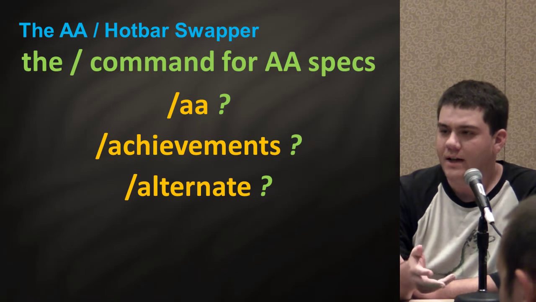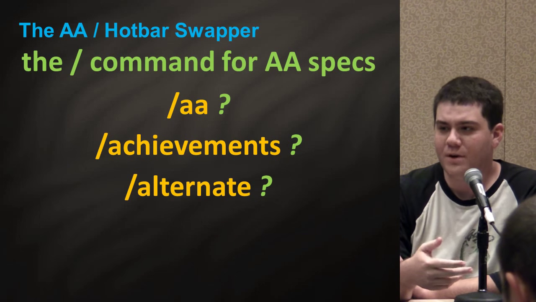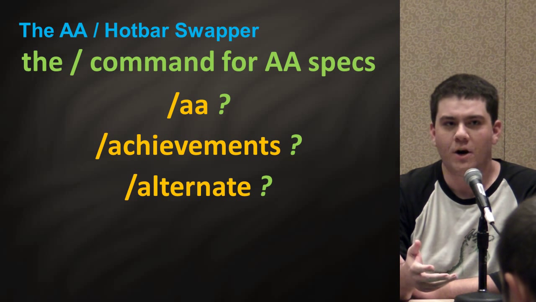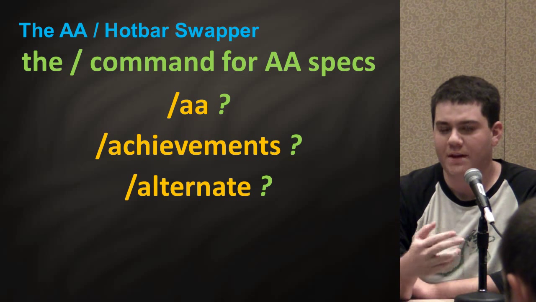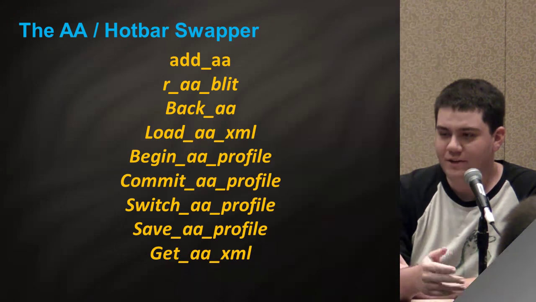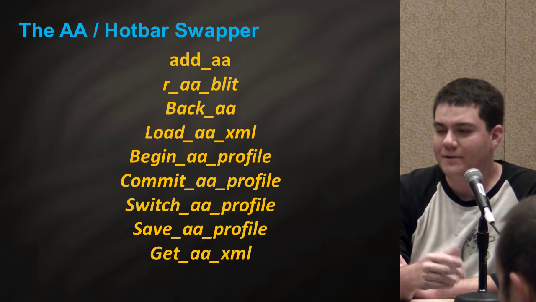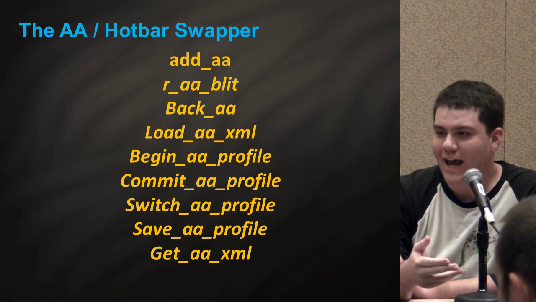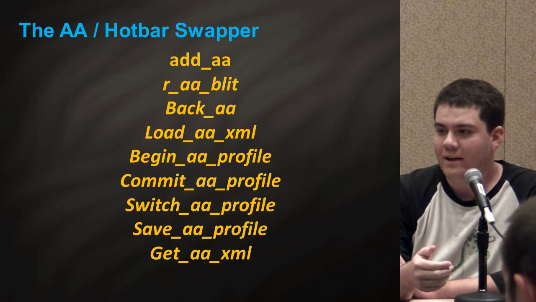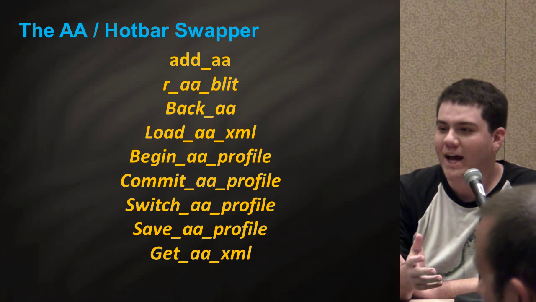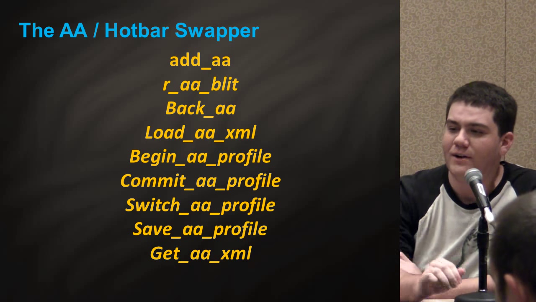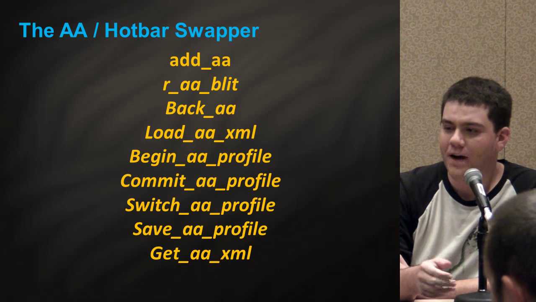So just like I said earlier on with the chat window, I think about what would the game call it? So I type things such as slash achievement, slash alternate, slash AA, and I keep hitting tab every time. And eventually, you strike lucky on something. So for this example, I did slash AA, hit tab, and I get a bunch of options that show up. I'm getting options like slash load AA XML, so I know I'm on the right track. And sure enough, I see two down towards the bottom that talk about committing an AA profile and also switching them. And when you find these types of commands, it never hurts to just try it and see what it does.